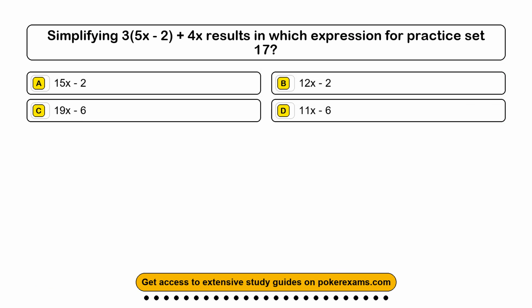Question 7. Simplifying 3(5x minus 2) plus 4x results in which expression for practice set 17? Option A 15x minus 2. Option B 12x minus 2. Option C 19x minus 6. Option D 11x minus 6.